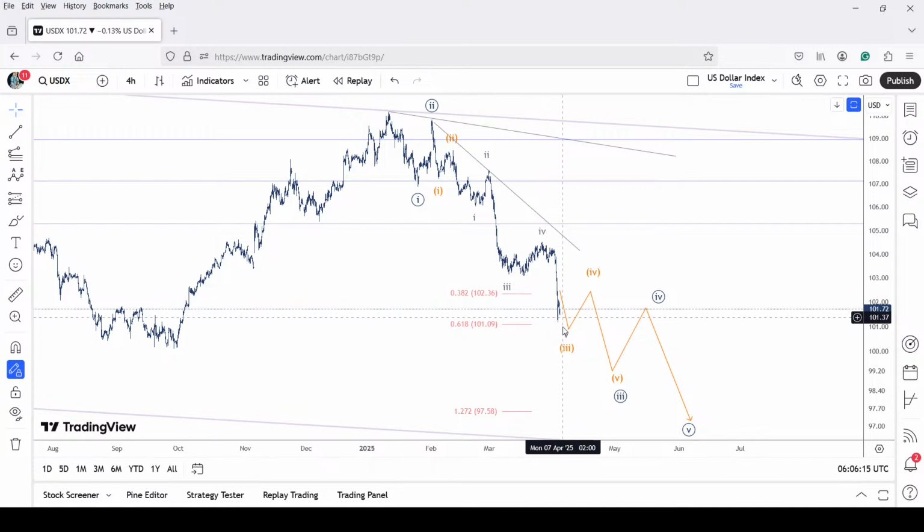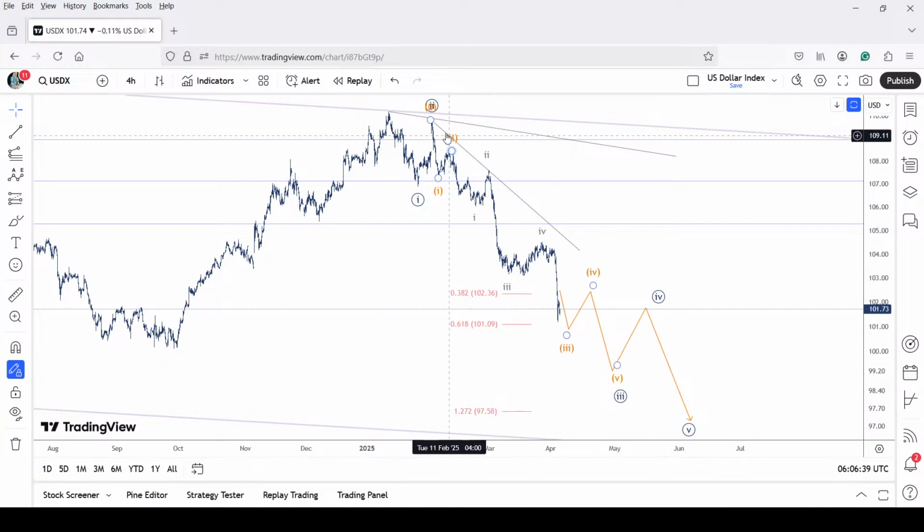So a print below 101 would ideally complete the minute wave 3, and then we should have minute wave 4 and 5, subsequently pushing prices lower towards 97, and another pullback and another decline where we should see prices dropping towards the 95 zone. Alright, that's the structure.